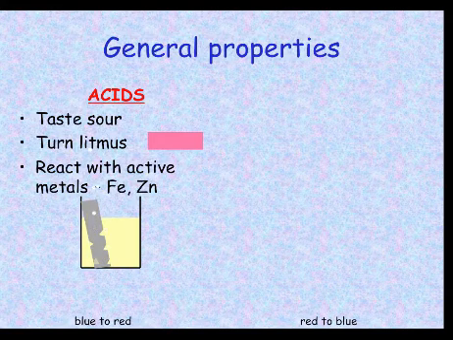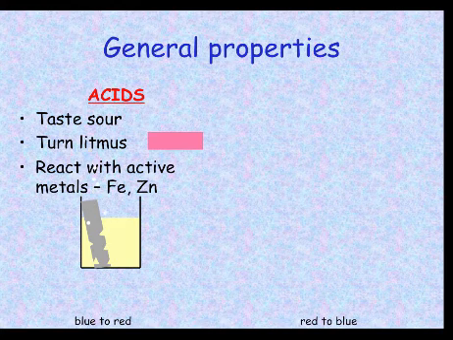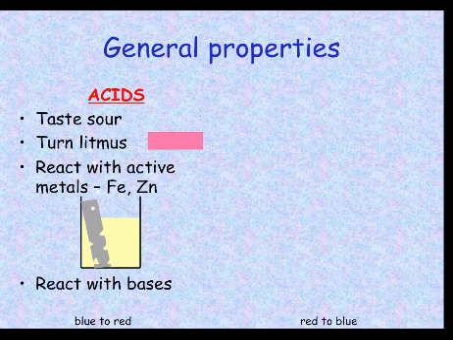Quickly, let's review some of the general properties of acids. Remember, they're in all of our fruits. They give the sour taste. They turn the litmus paper red, and they're going to react vigorously with active metals. You're going to generate a bunch of hydrogen gas, and they'll react with bases.